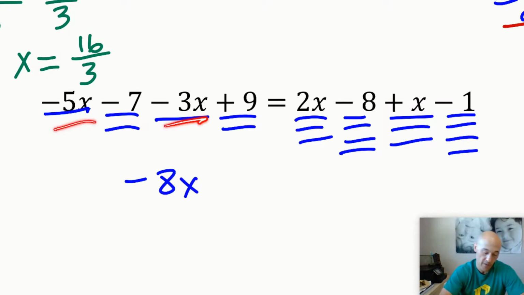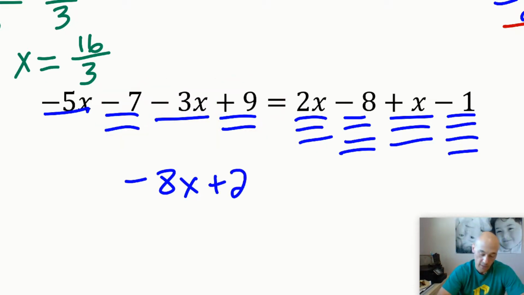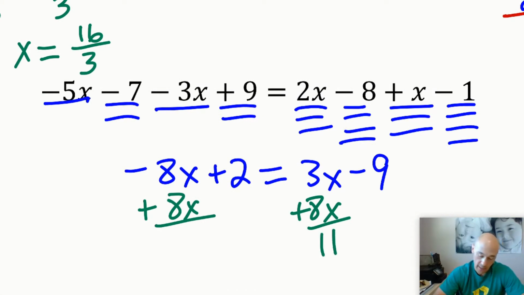So I combine the negative 5x with the negative 3x. Negative 7 combined with positive 9 is positive 2. 2x combined with positive x is 3x. And negative 8 combined with negative 1 is negative 9. Now I can move my x terms to one side. I'm going to add 8x here. I could have subtracted 3x as well. That would have worked just fine. I'll get 11x right there. On the left-hand side, I get 2. So 2 equals 11x minus 9.